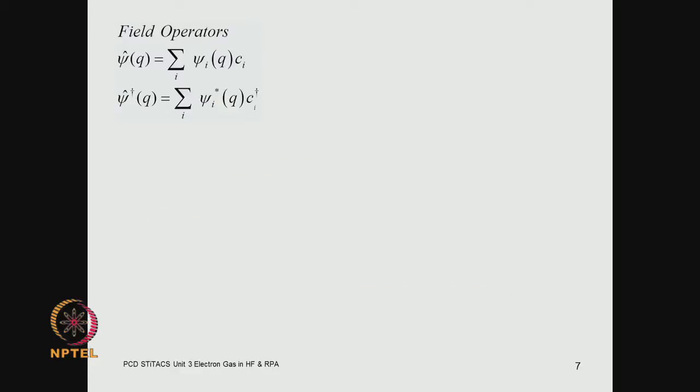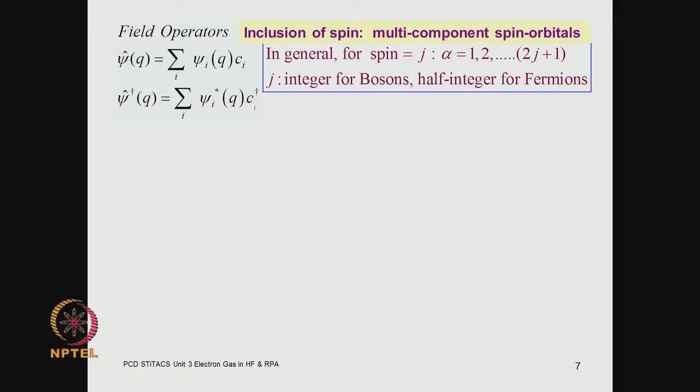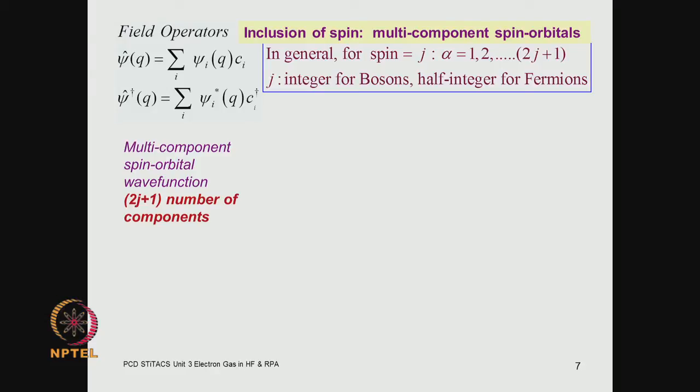We have got the field operators in terms of these creation and destruction operators. You can now go ahead and write this more comprehensively and completely with explicit reference to the spin, because when you have a spin j, you have got 2j plus 1 components. Depending on j being either integer or half integer, you will have an appropriate number of 2j plus 1 components. J is always an integer for bosons and half integer for fermions. So, you will have a multi-component spin orbital wave function.